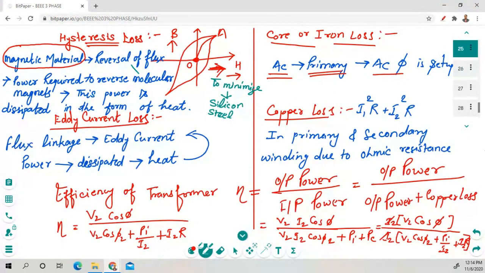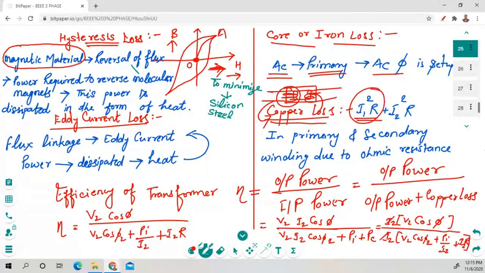Okay, now come to the copper loss. What is this copper loss? When you have placed windings on the material, those windings are made of copper. So the primary winding and the secondary winding are made of copper. When any loss occurs in these windings, it is called copper loss. So how can this loss be calculated?